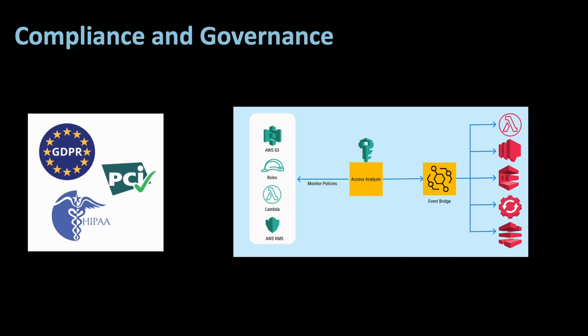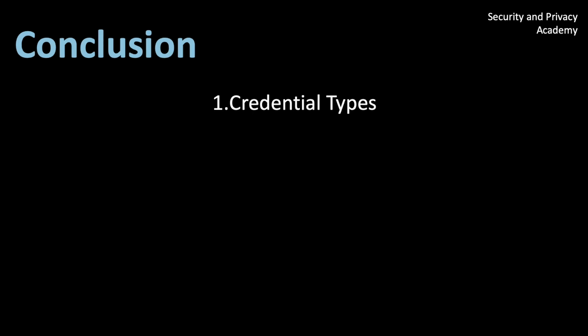To summarize and to conclude, we talked about credential types. Passwords, API keys, and certificates are key credential types. Implement strong password policies and limit API key permissions. Next, secure storage. Utilize secrets managers like AWS Secrets Manager for centralized storage and rotation. Azure Key Vault protects cryptographic keys for data encryption.